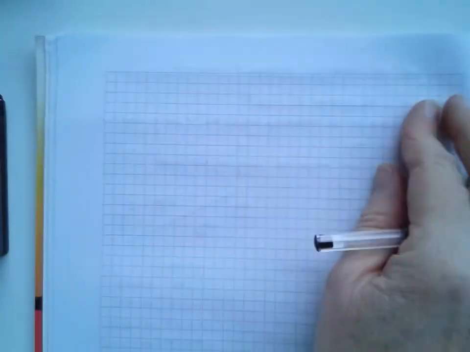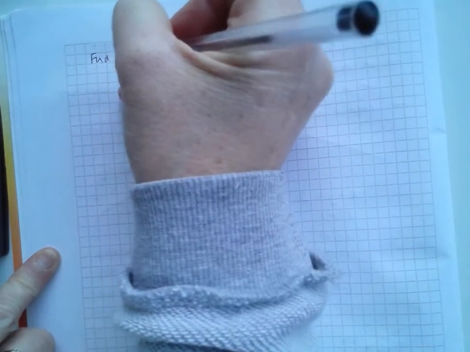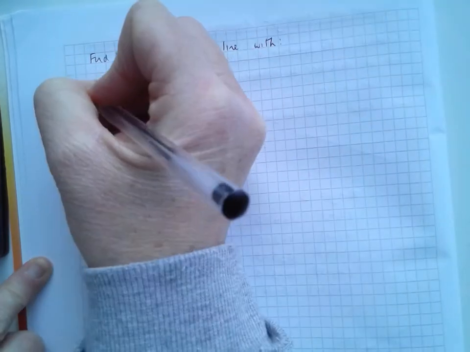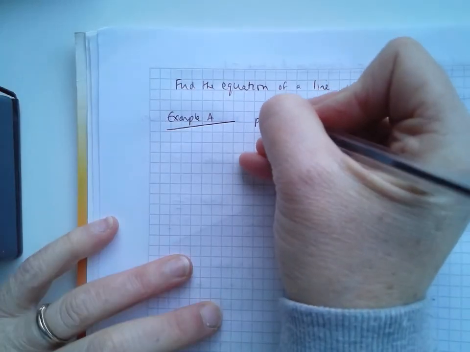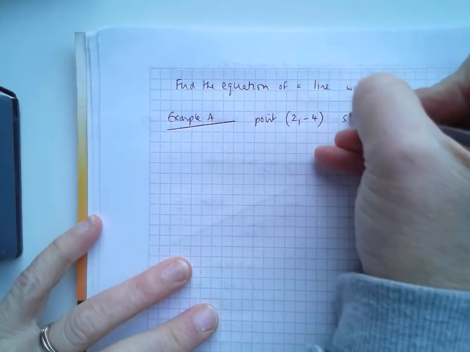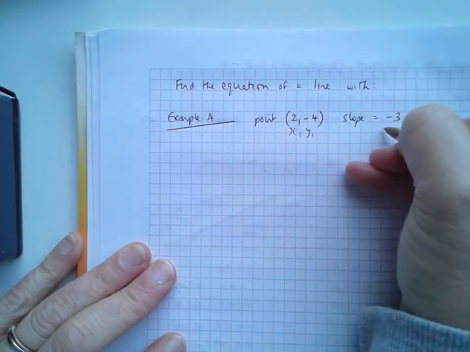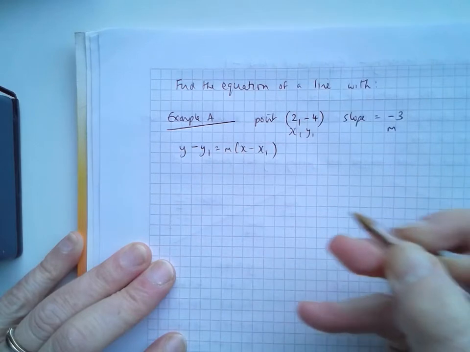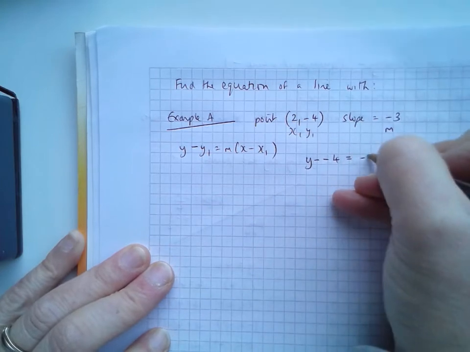Okay, so these are all going to be find the equation of a line with... in example A, let's say it's got point 2, minus 4, slope equals minus 3. So this is x1, y1, this is m. y minus y1 is equal to m by x minus x1. So to find the equation, y minus y1 is y minus minus 4 is equal to minus 3 by x minus 2.